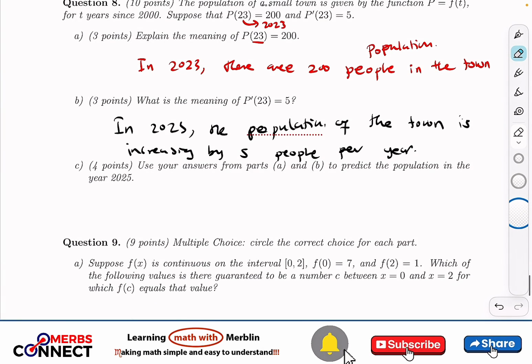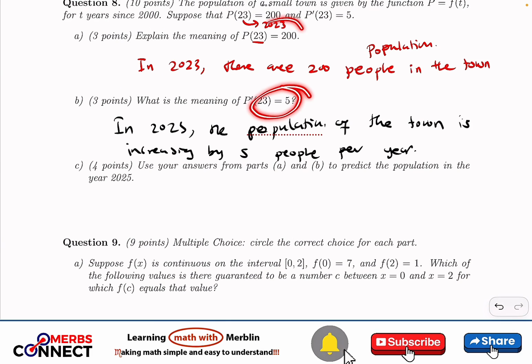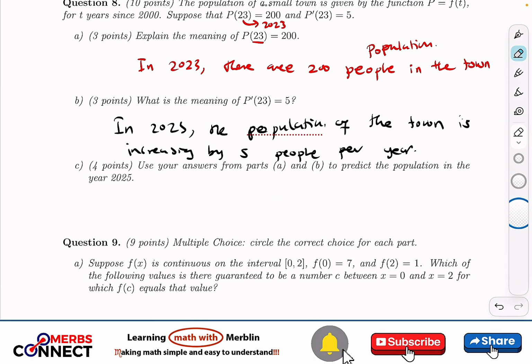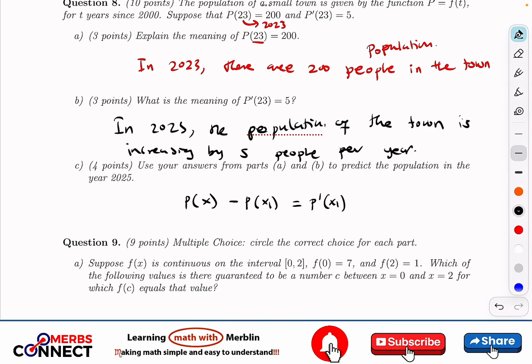Now we want to use this and this to estimate the population in 2025. So this is a nice way to do this. For us to estimate, I'm thinking of the equation of the tangent. So I know that this should be P of x minus P of x1 is equal to the slope P prime of x1, then x minus x1. This is what I'm thinking. Then I can write it this way: P of x1 plus P prime of x1 times x minus x1.